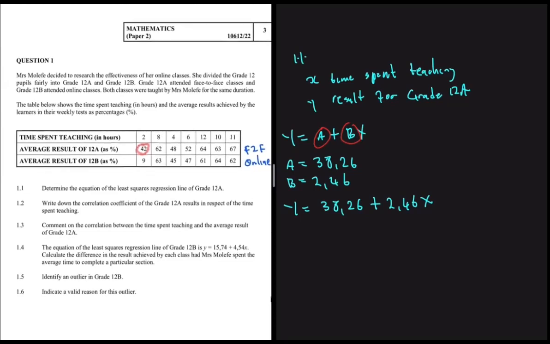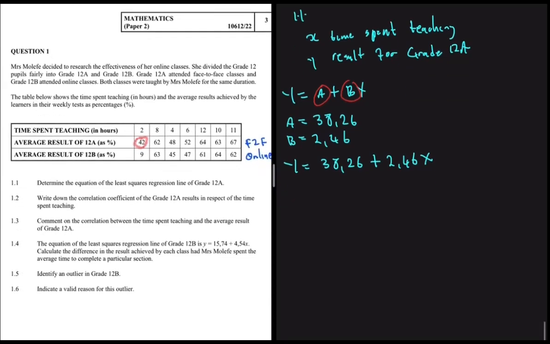Now let's do 1.2. Question 1.2 says let's write down the correlation coefficient of the grade 12A results with respect to the time spent teaching. So we're looking for R, the correlation.